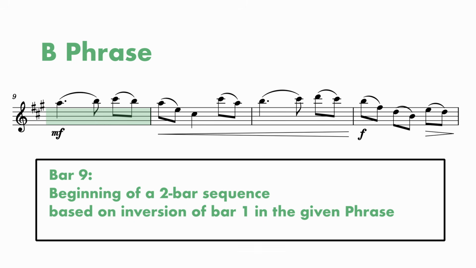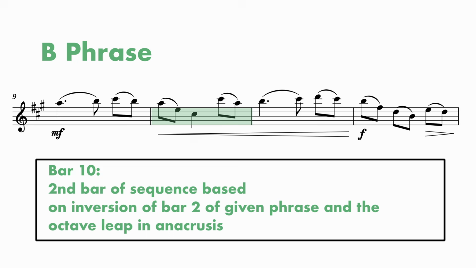So bar 9 is the beginning of my 2-bar sequence. It is based on an inversion of bar 1 in the given phrase. So in bar 1, we had a dotted rhythm followed by a quaver movement, but it descended. So when we invert something in music, we start from the same point and we change the direction, upwards or downwards.